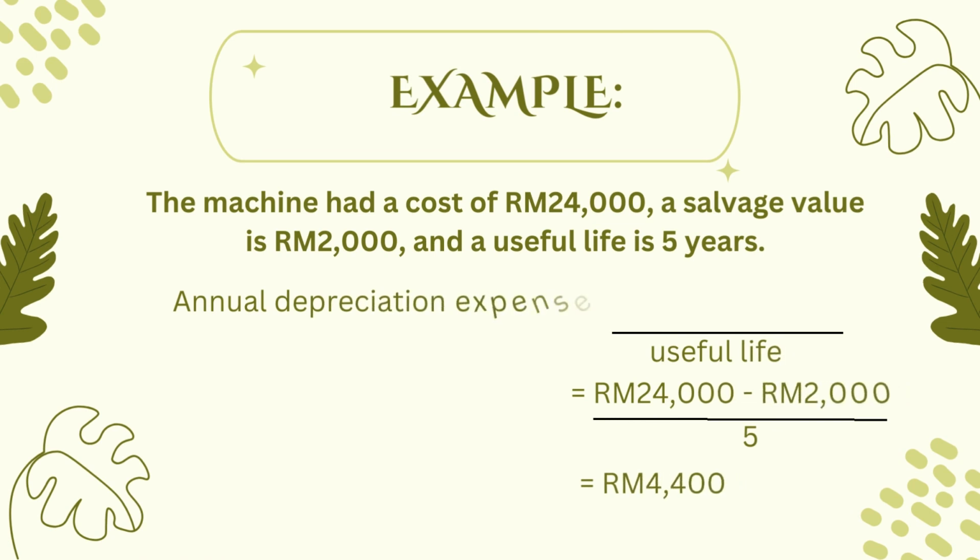Here is the example. The machine had a cost of 24,000 ringgit. The salvage value is 2,000 ringgit and the useful life is 5 years. So cost 24,000 ringgit minus salvage value 2,000 ringgit, and divide it by useful life 5 years. You will get 4,400 ringgit for the depreciation expense for the current year.